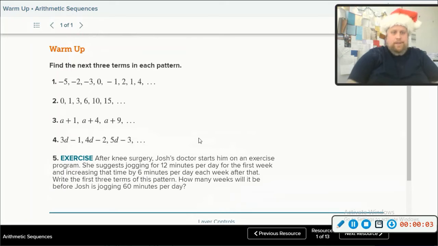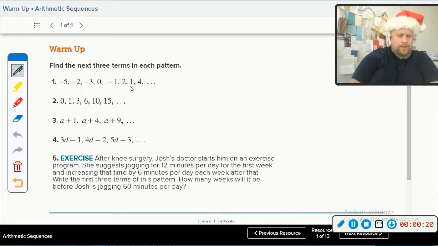Let's get into this. All right, here's the warm-up. Go ahead and identify the next 3 terms in each pattern. Ready, set, go. All right, you should probably pause it because you need more time, but I'm going to get rolling.